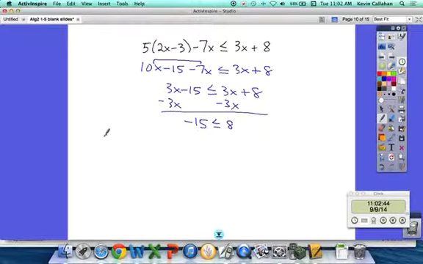Which, again, has no variables, so it does not depend on x, and happens to be true. That means it's always true. Any x you plug in, the statement is true. So the solution is all reals.